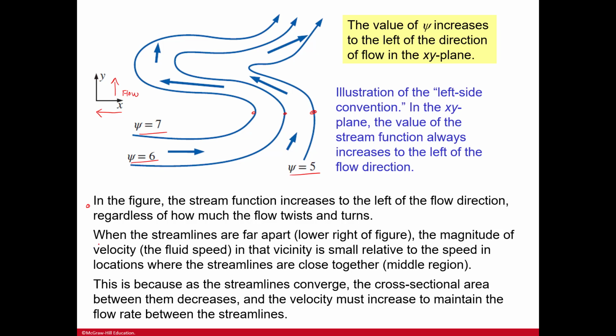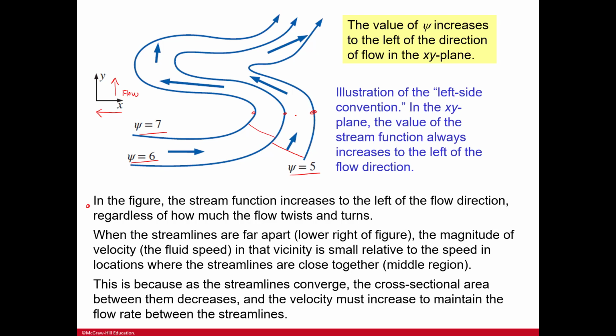And then here it says when streamlines are far apart, so when we're talking about the distance here to here being much further apart, or a better representation would be like here versus here, then in the lower right of the figure, the magnitude of the velocity, which is the fluid speed, in that vicinity is small relative to the speed in locations where the streamlines are close together, like in the middle region. And why is that? Because of that convergence.